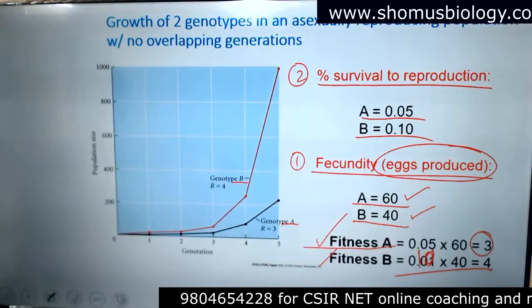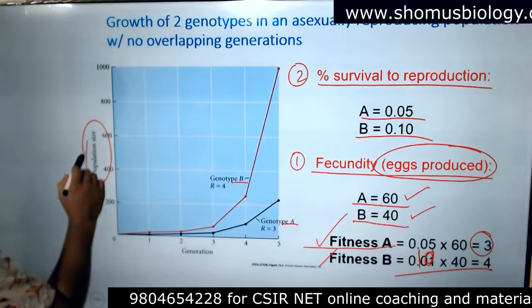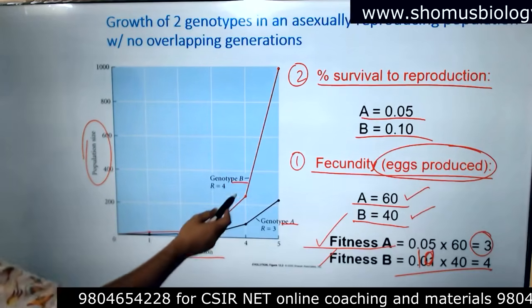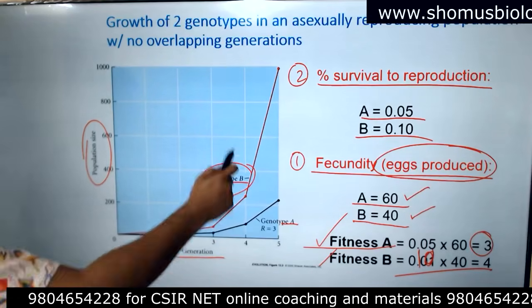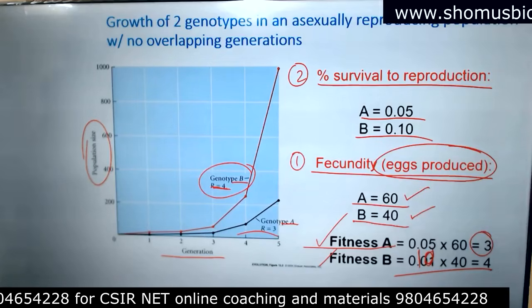Okay? So here you can see in this particular picture, the population size and the generation between B and A. And now you see the graph for the B, the growth rate for the B as R equals 4 is much higher than for the genotype A, where R is equal to 3.